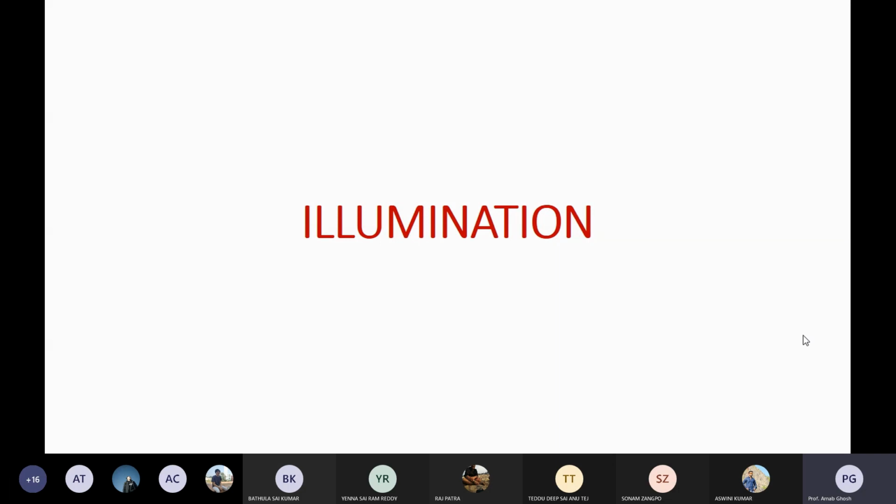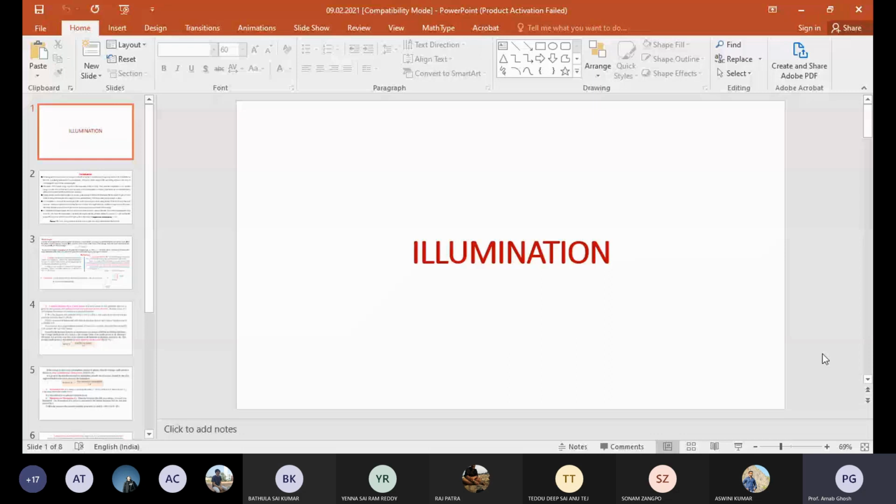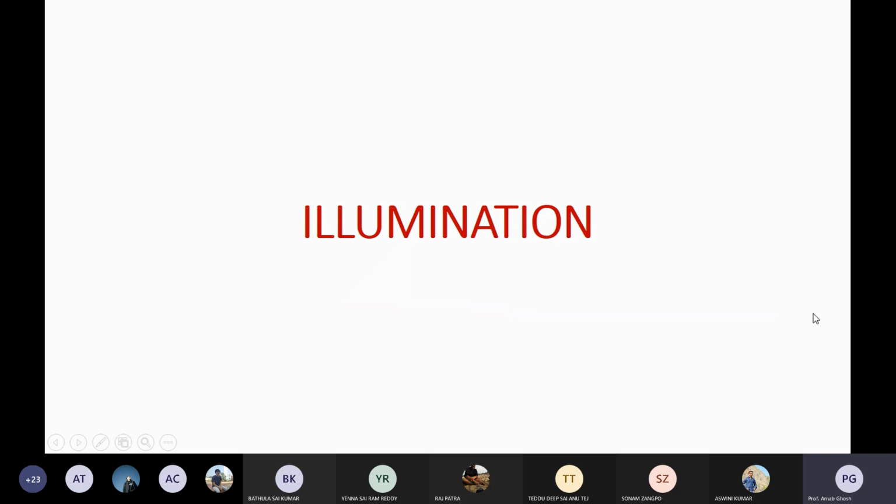What is illumination? Illumination basically depends upon lights. That's why illumination is there. Before starting this topic, this module, we need to know, since it's a new module, what the motivation is, meaning why and how. What is the important portion of illumination, why illumination, and how are we going to implement it?